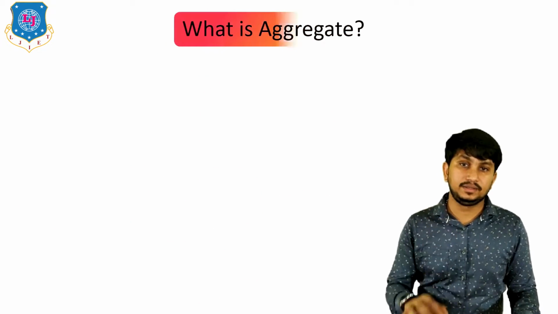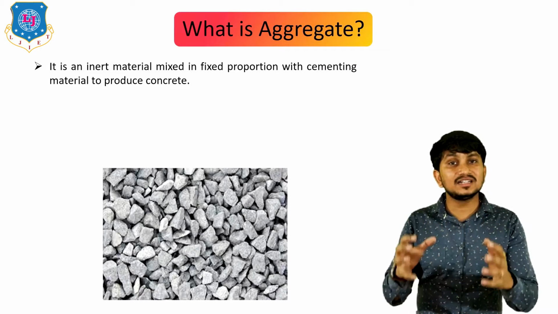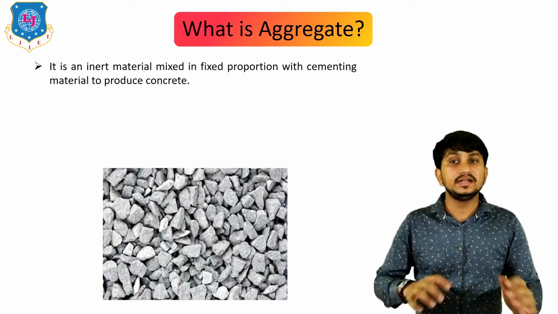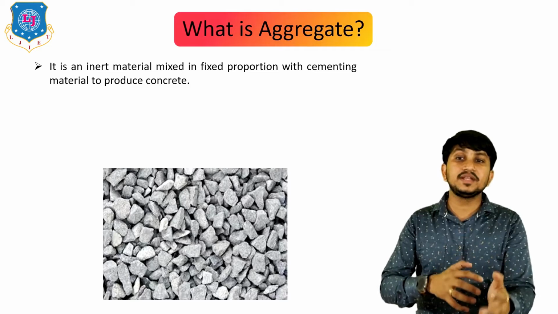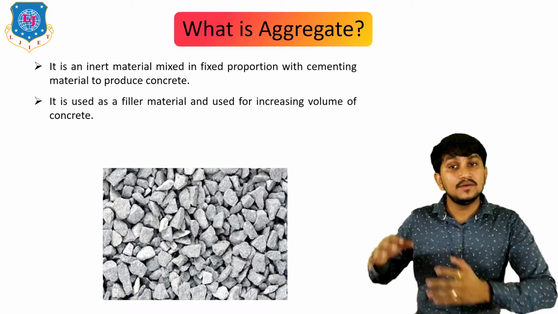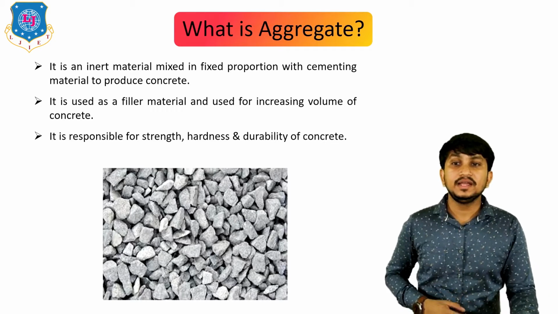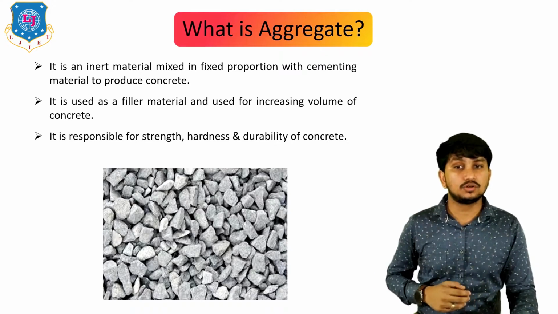First is what is aggregate. It is an inert material. What is inert? It cannot react with any other materials. It is an inert material mixed in fixed proportion with cementing material to produce concrete. It is used as filler material and for increasing the volume of concrete. It is responsible for strength, hardness, and durability of concrete.